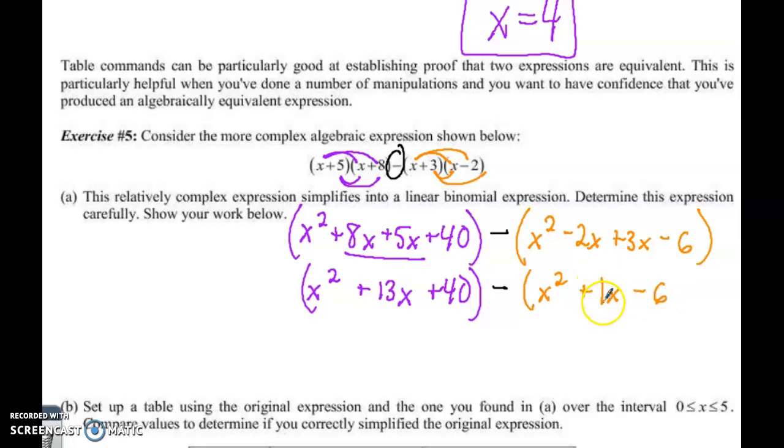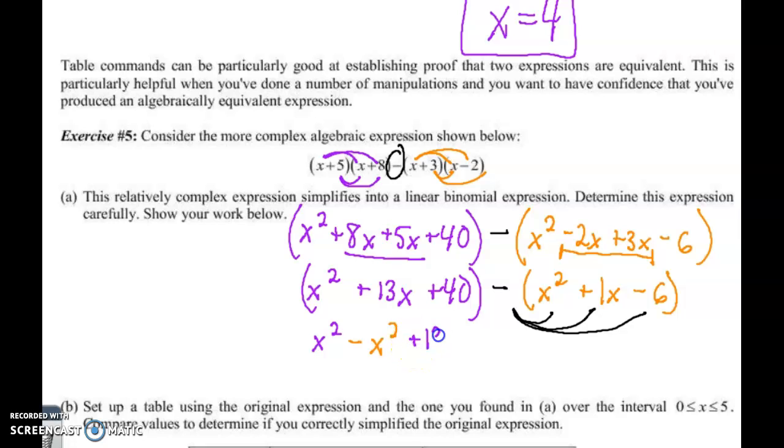Now, how did I get plus 1x? Well, negative 2x plus 3x is 1x. So now I need to make sure I distribute this minus to every term. We have the distributive property again. So we still have x squared, but then I hope you're okay that I'm going to rewrite minus x squared next to it. Because remember, the commutative property, we can move things around.